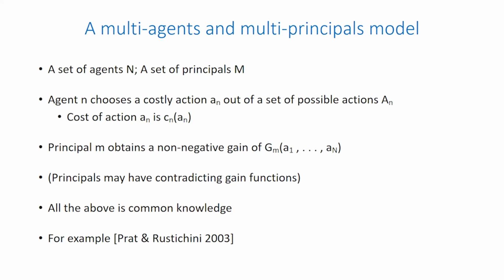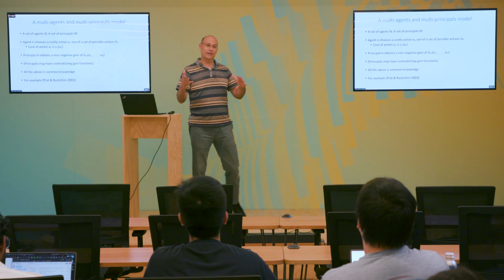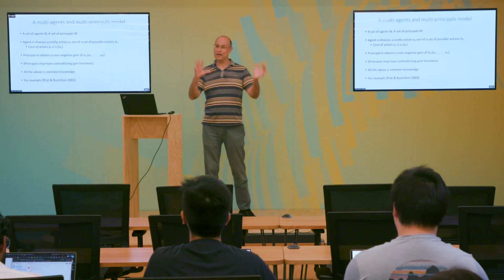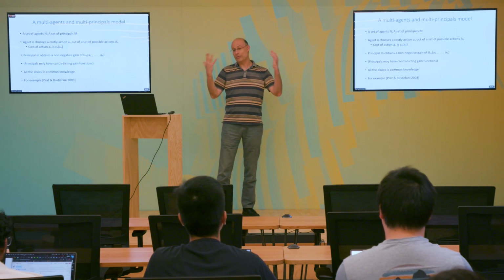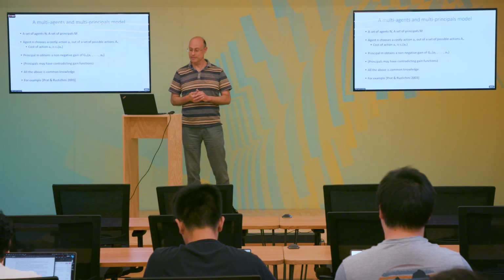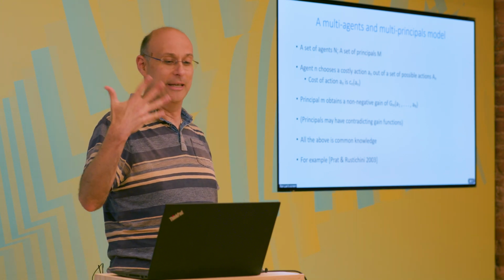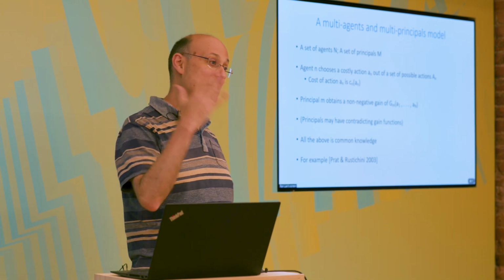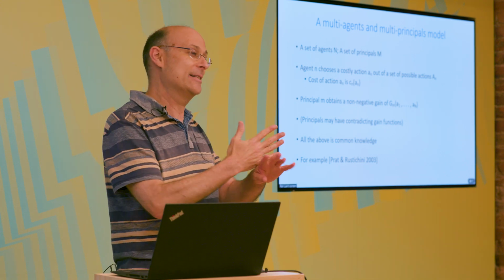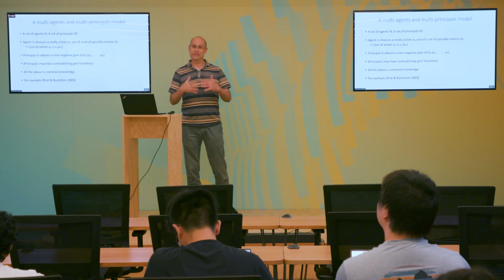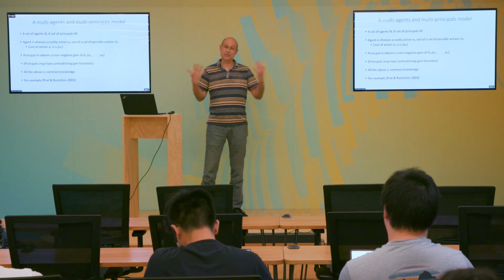So this is a very abstract model, a model of multi-agents and multi-principals. Of course, a contract is this object that is being signed between two parties. One party is called the agent, and the other party is called the principal. And we could even think of contracts that are signed between multiple agents and multiple principals. So in this very abstract framework, we have agents, and each agent has a set of possible actions at its disposal, needs to choose one of these actions, and actions could be costly.